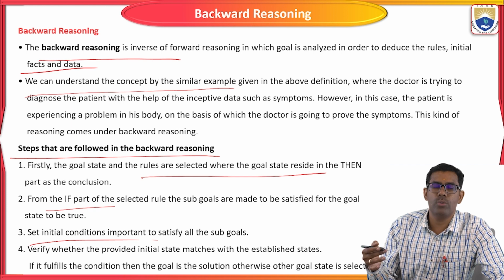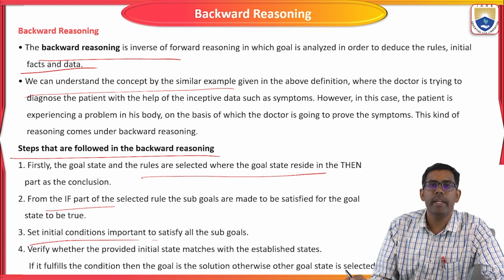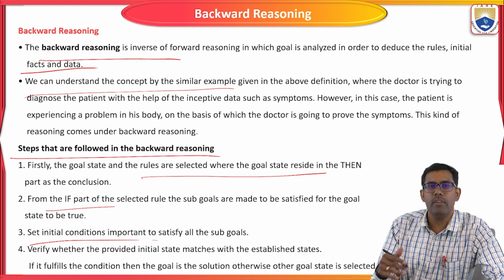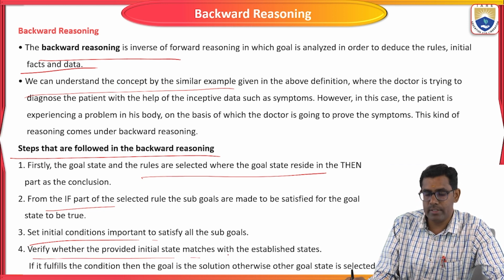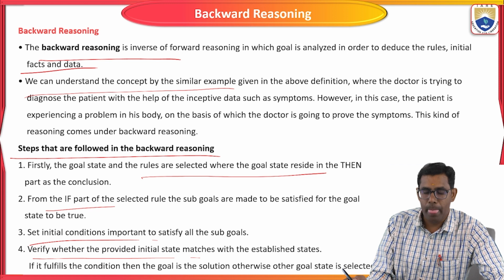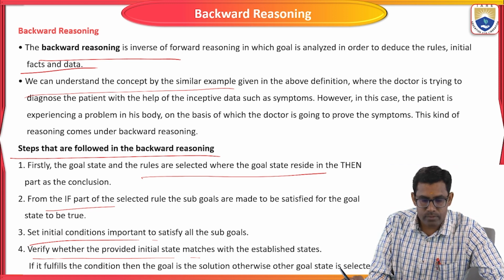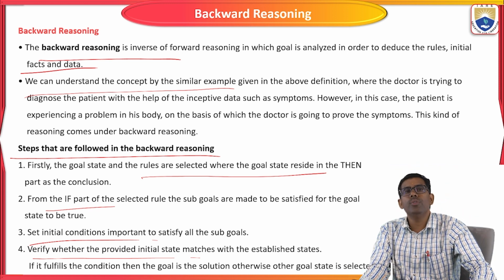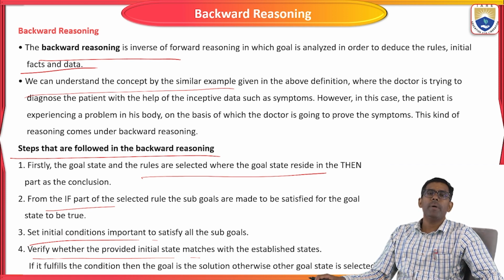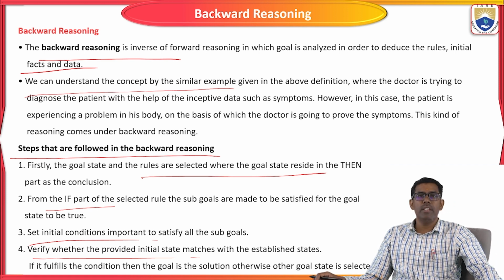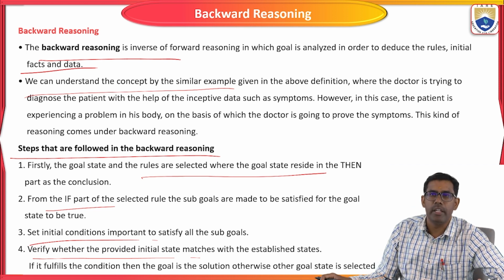So what are the goals? What are the nodes involved in the particular problem statement that we are going to find? Verify whether the provided initial state matches the established states. So like this, we follow some procedure or steps to find the particular goals or particular nodes using backward reasoning.